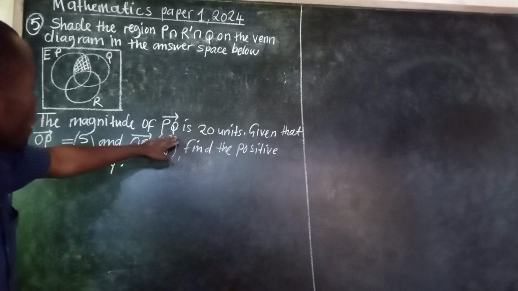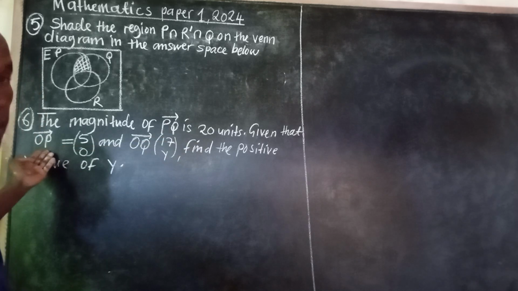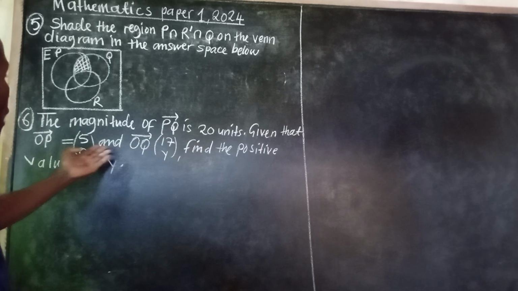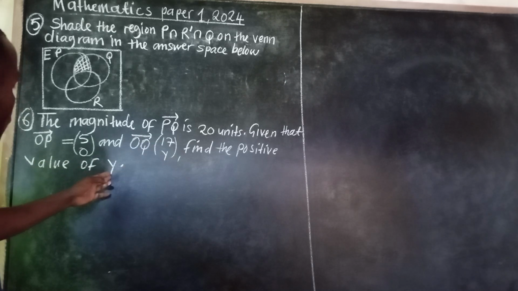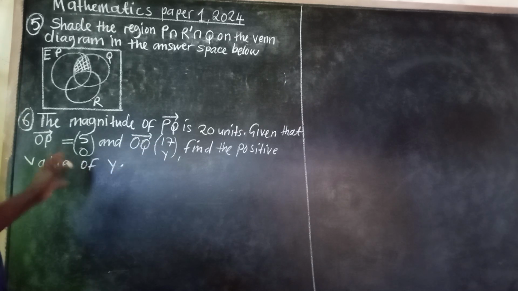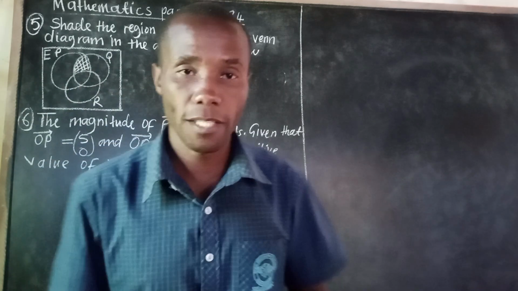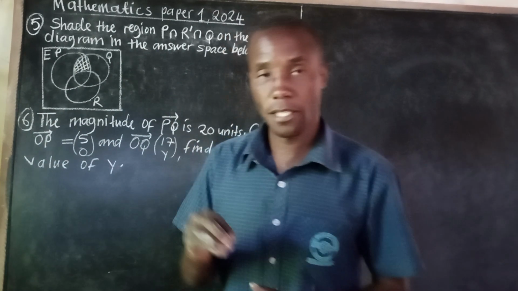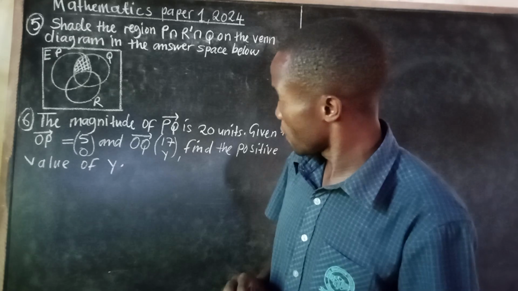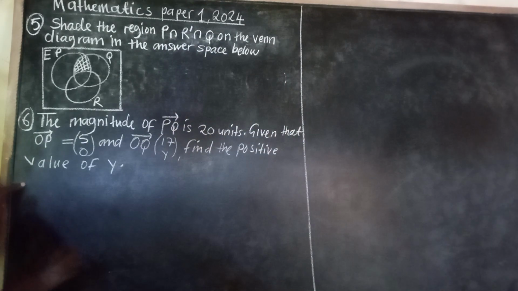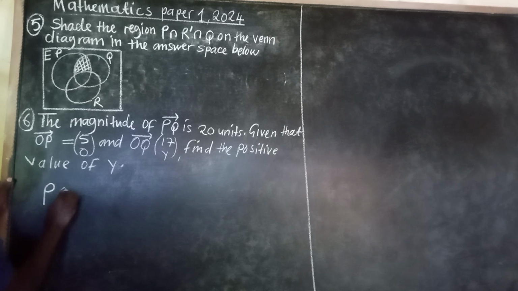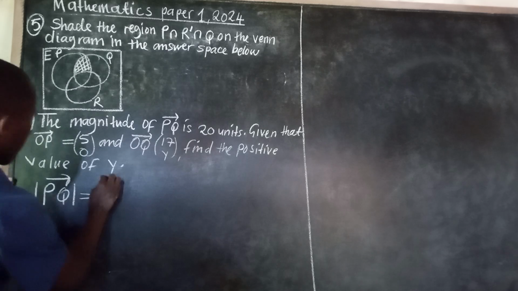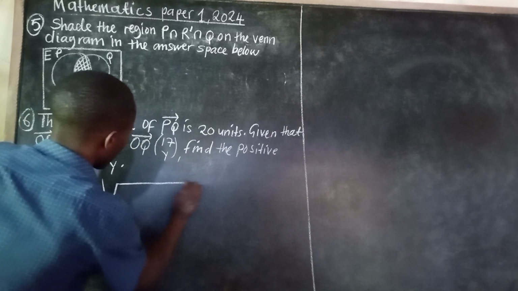The magnitude of PQ is 20 units, given that OP is 5 0 and OQ is 17 y. Find the positive value of y. Okay. So we are going to introduce the formula for finding the magnitude because that is what we are given. We are going to say the magnitude of PQ, not PR. The formula is this one.